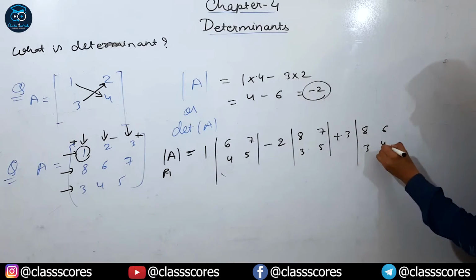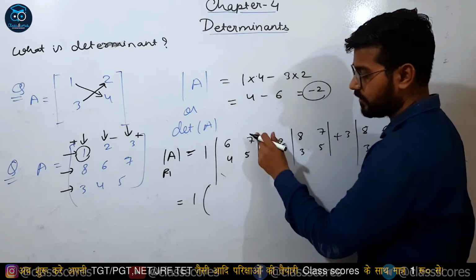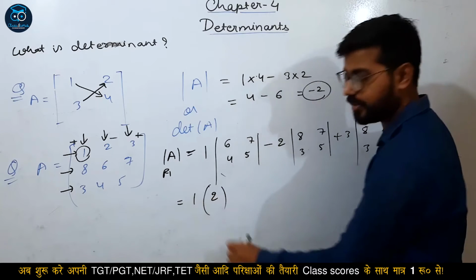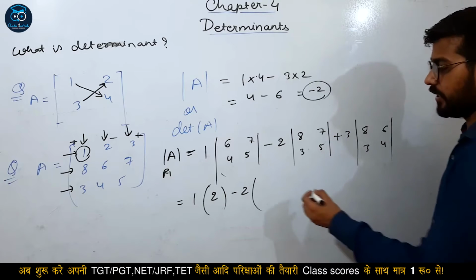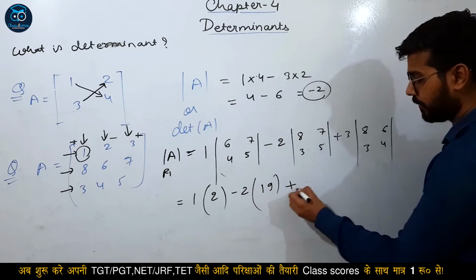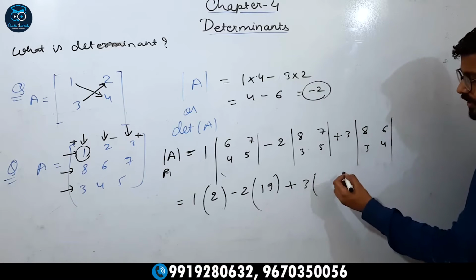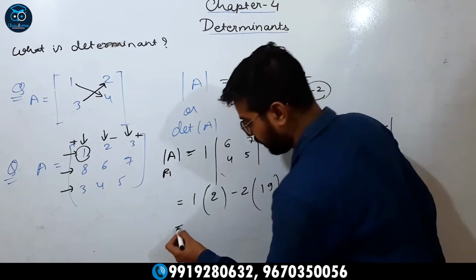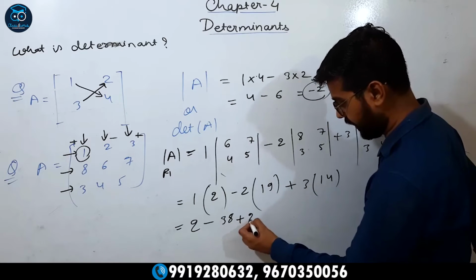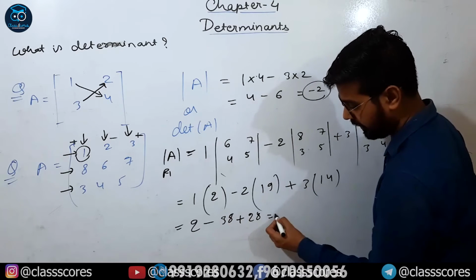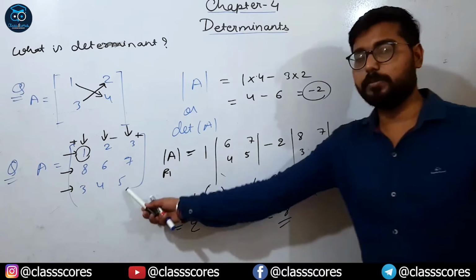If we simplify this, we get 6 5 is 30 minus 4 7 is 28. 30 minus 28, that is 2. Minus 2 times, 8 5 is 40, 3 7 is 21, that is 19. Plus 3 into, 8 4 is 32, 3 6 is 18, 32 minus 18, that is 14. Simplify this: 2 minus 38, 14 2 is 28, 30 minus 38, that is minus 8. So this is the determinant value for this matrix.